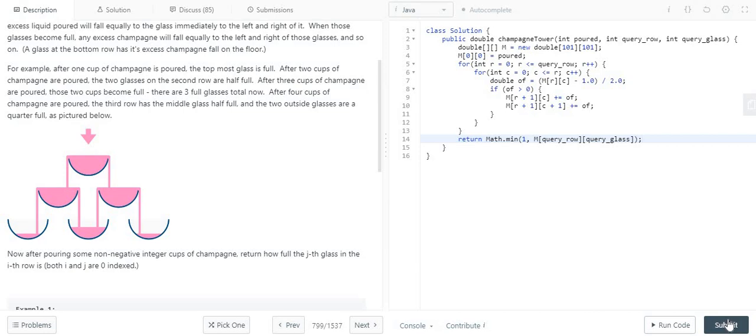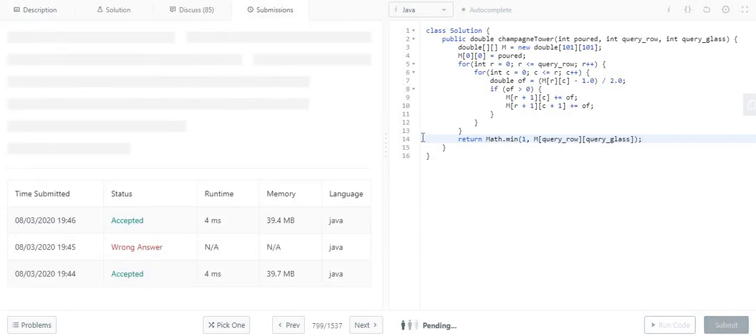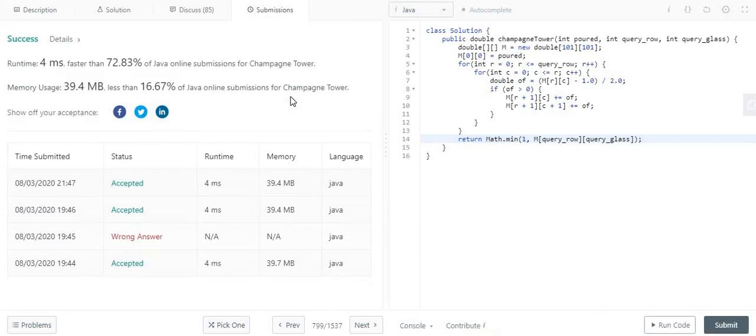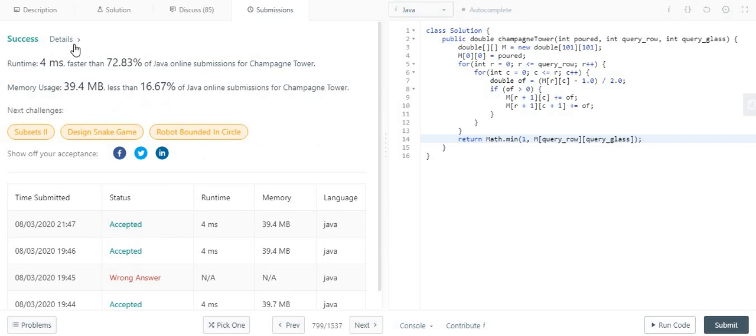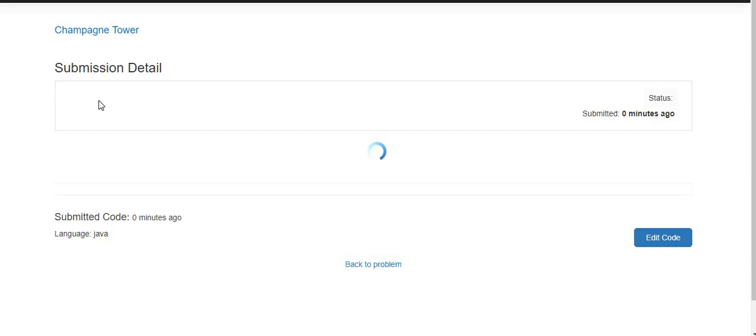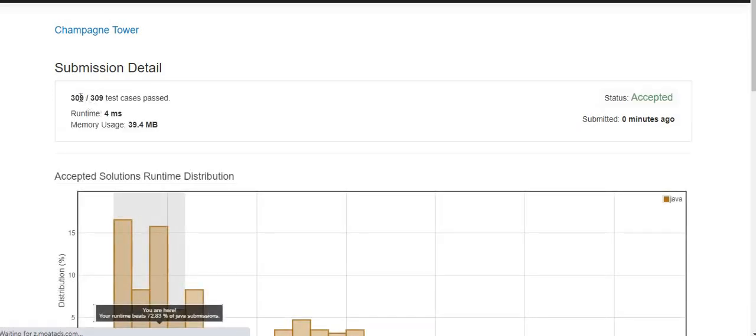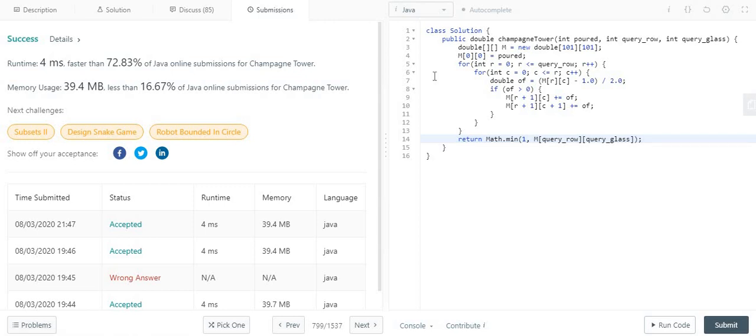Let me run this program and show you the output. Okay, so here it has passed all the test cases, and the number of test cases covered is 309 out of 309. Now coming back to the time complexity and the space complexity of this algorithm.